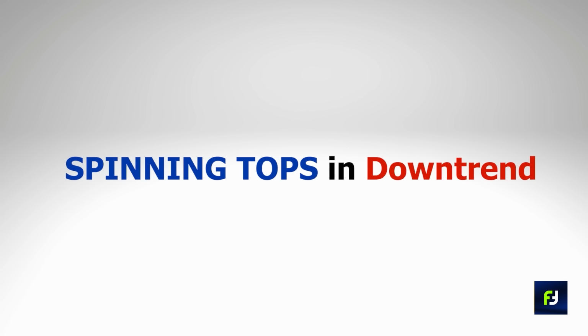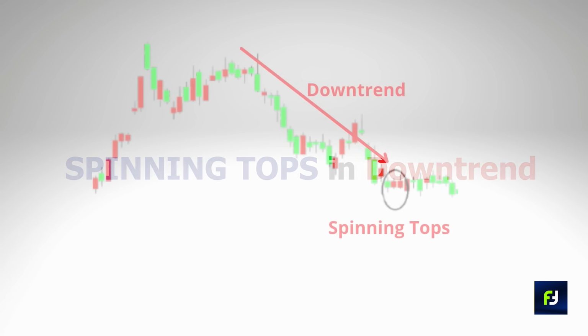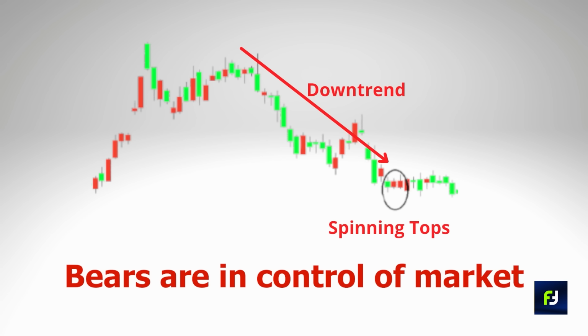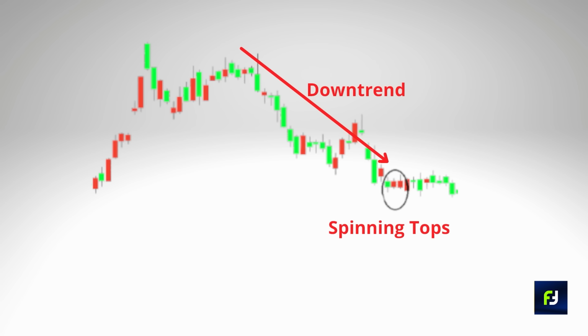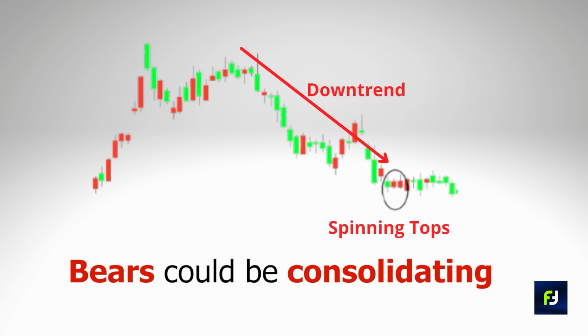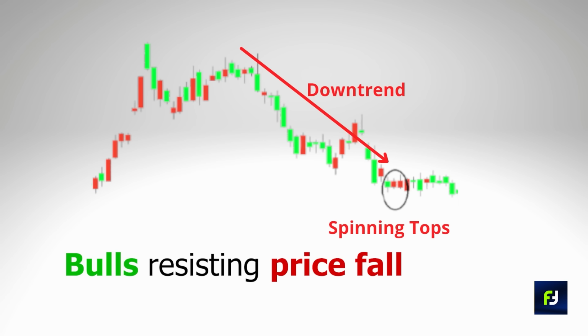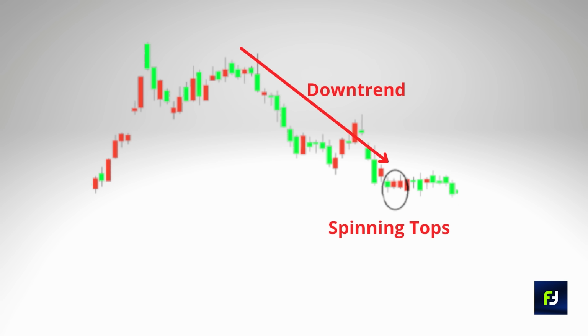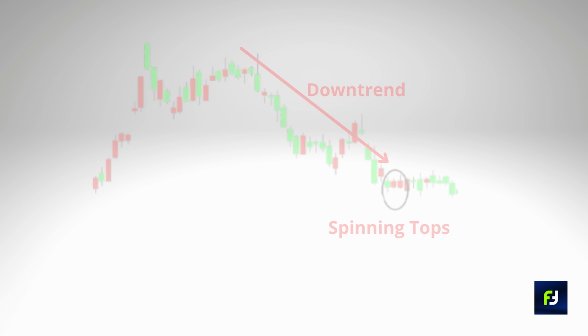Now what if the spinning tops were to occur in a downtrend? During a downtrend, the bears are in absolute control as they are able to take the prices lower. A spinning top in the downtrend indicates that the bears could be consolidating their position before resuming the trend. It can also be seen as an attempt by the bulls to arrest any further price fall. But are they really successful? Because if the bulls were really successful, it would have resulted in a strong bullish candle rather than a spinning top. So clearly there are two foreseeable outcomes with equal probability in this case.